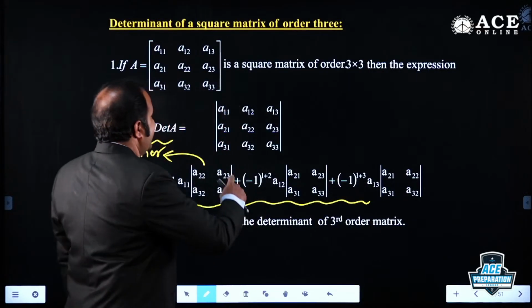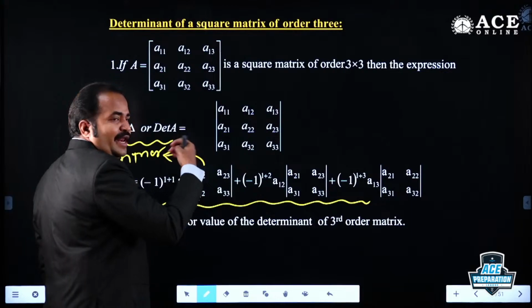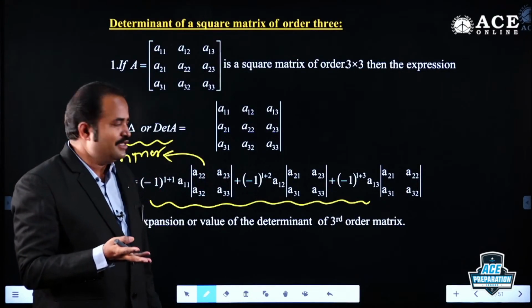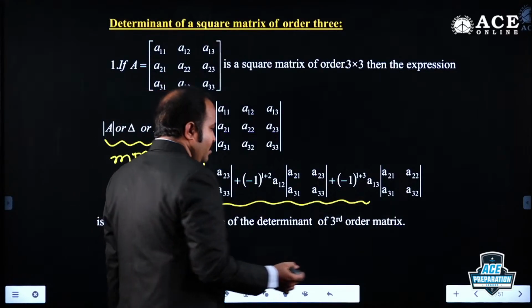So here the determinant is expanded along only the first row. You can expand along the second row or third row, any row, any column. Okay, this is the determinant of a matrix, right?